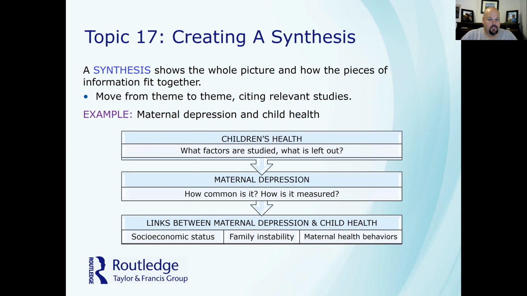Children's health, what factors are studied, what is left out? Maternal depression, how common is it? How is it measured? And then you look at the links between those two things: socioeconomic status, family instability, maternal health behaviors. So you look at, this is topic A, this is topic B, and here's how they come together. If you're lucky, you have literature on all three of these things that support your research study. And that creates that synthesis of topic ideas.